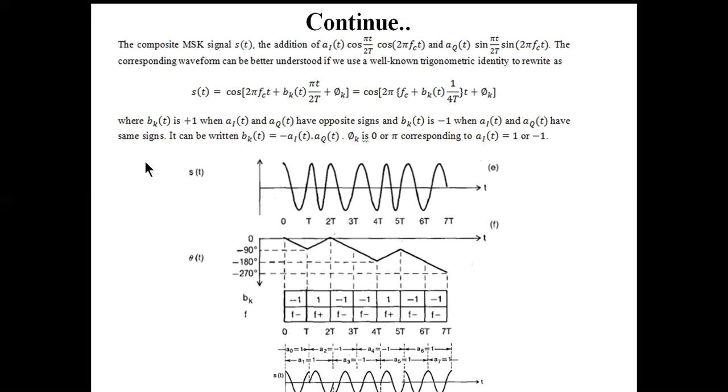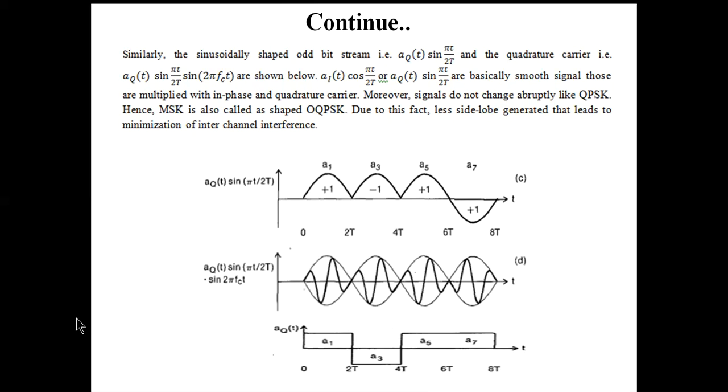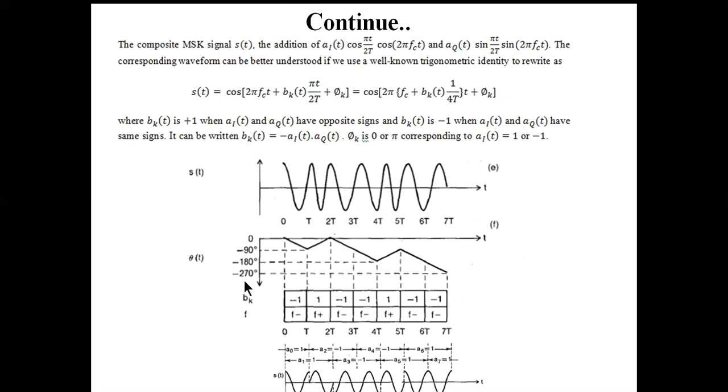Now coming to the next, that is the composite MSK signal. We get the two carriers, AQ(t) sin(πt/2T) into sin(2πfct) and AI(t) cos(πt/2T) into cos(2πfct). If we add them, we get ultimately the MSK signal.